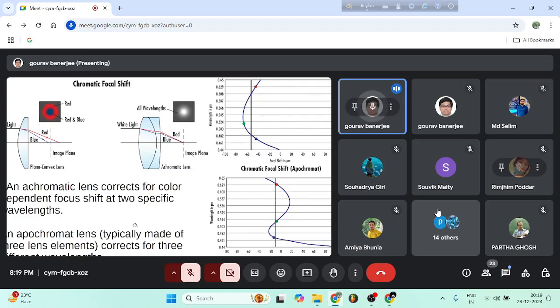That is why most camera lenses have a large number of lenses, because they're trying to correct for chromatic aberration as well as other aberrations. And you cannot do it with a very low number of lenses. You have to increase the number of lenses in order to correct for all of this aberration.